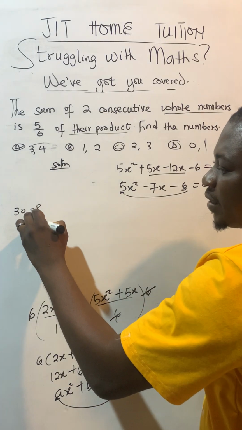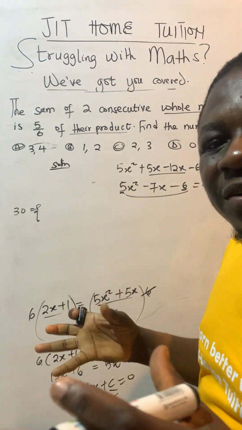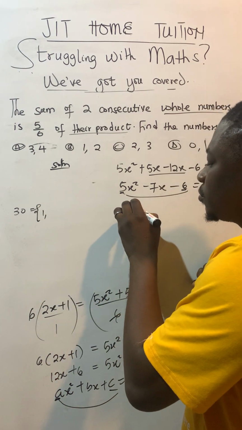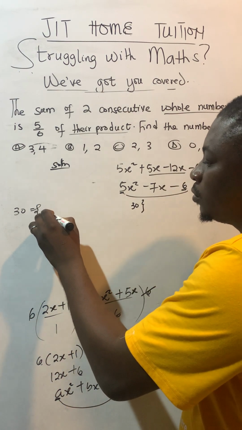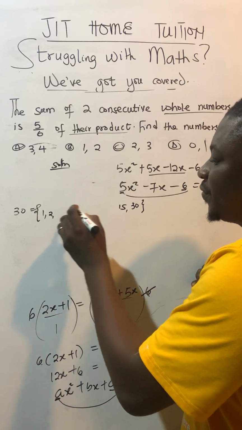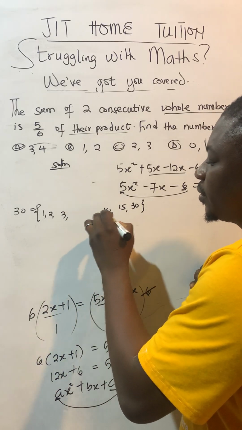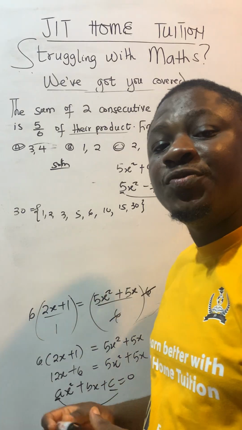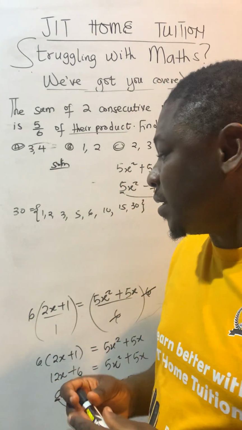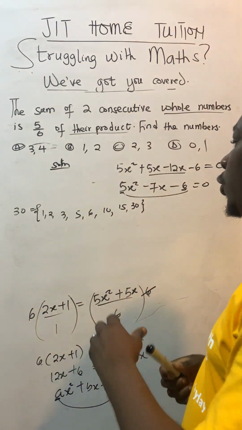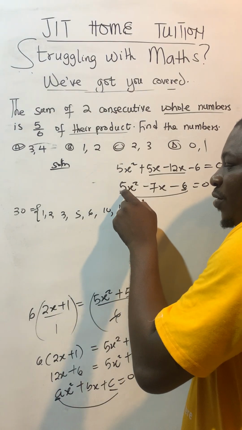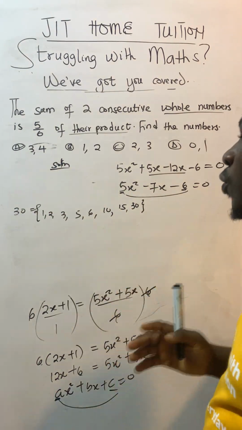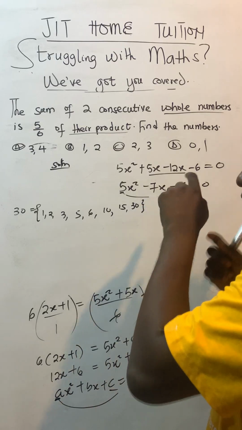But let's work with the 30 first. You will find the factors of 30. What are the factors of 30? 1, 30, 2, 15, 3, 10. You have 5 and 6. Out of these factors, you need to choose two numbers that when you multiply, it will give you the product of the 5 and the negative 6. At the same time, when you add or subtract, it is giving you the middle term.